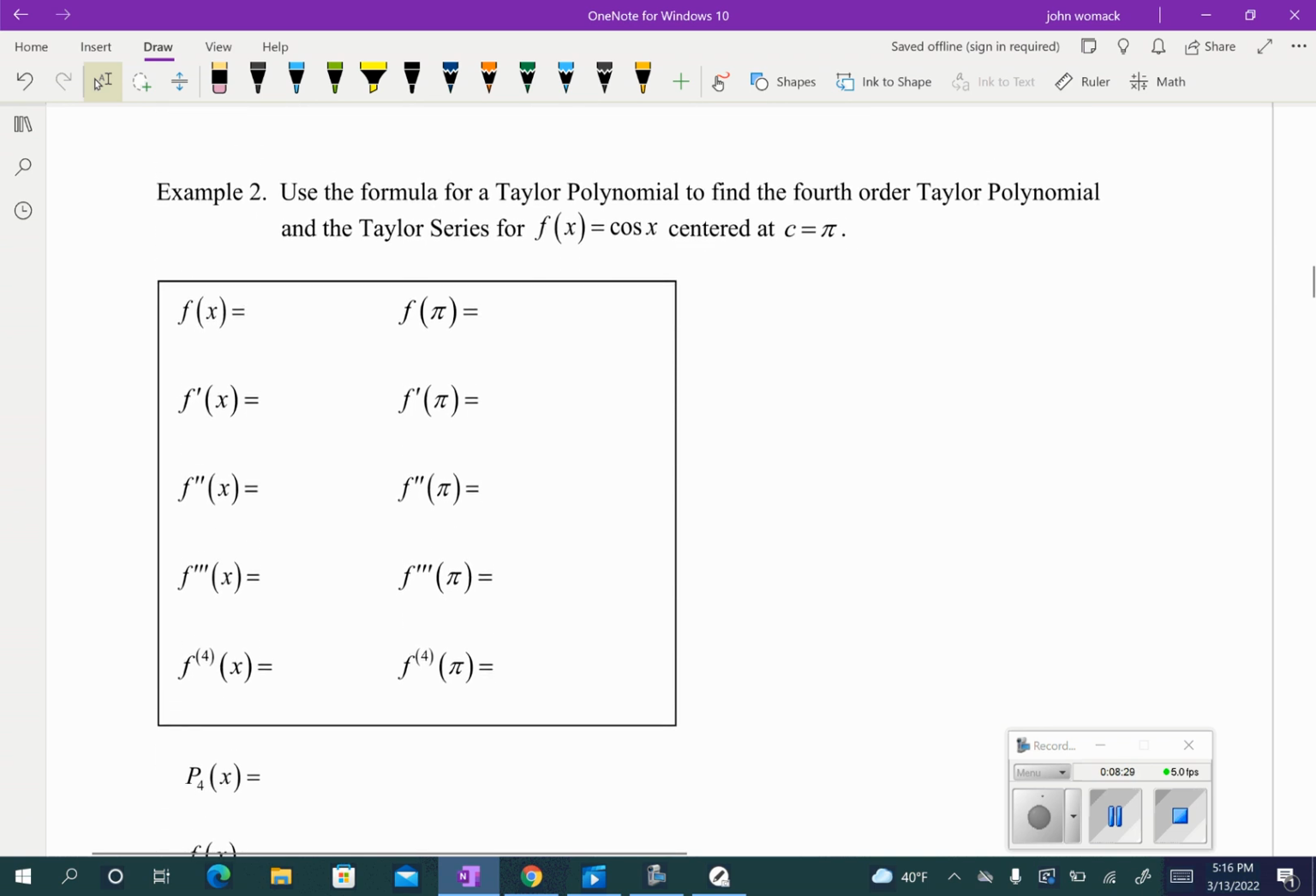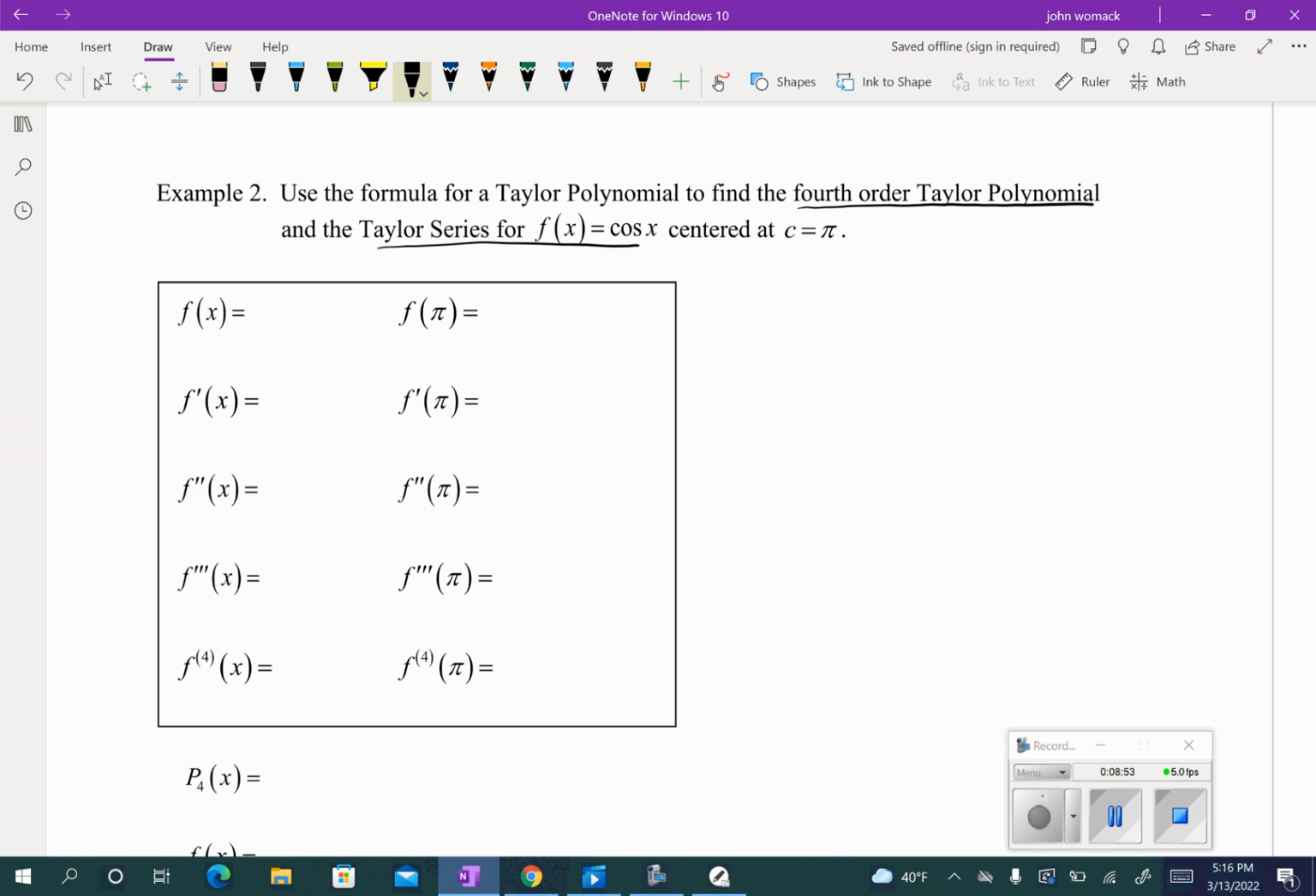It says use these formulas from the Taylor polynomial to find a fourth order Taylor polynomial and Taylor series for f of x equals cosine of x at c equals pi. These are two different problems. It wants me to find the fourth order Taylor polynomial, and then it wants me to find a Taylor series, which means that we want it to go to infinity. So let's see if we can come up with this.